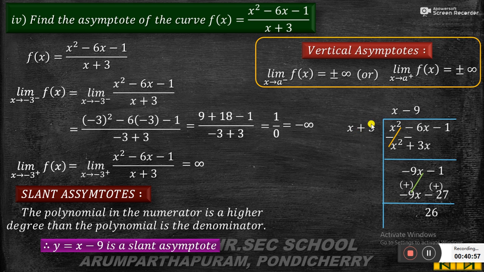So we multiply the minus 9 in this factor. I write minus 9 into x is minus 9x, minus 9 into 3 is minus 27. Therefore now we change the sign, plus plus. Minus 9x plus 9x comes to 0, and minus 1 plus 27 is 26. Therefore the remainder is 26 and the quotient is x minus 9. Therefore the slant asymptote is y equal to x minus 9.